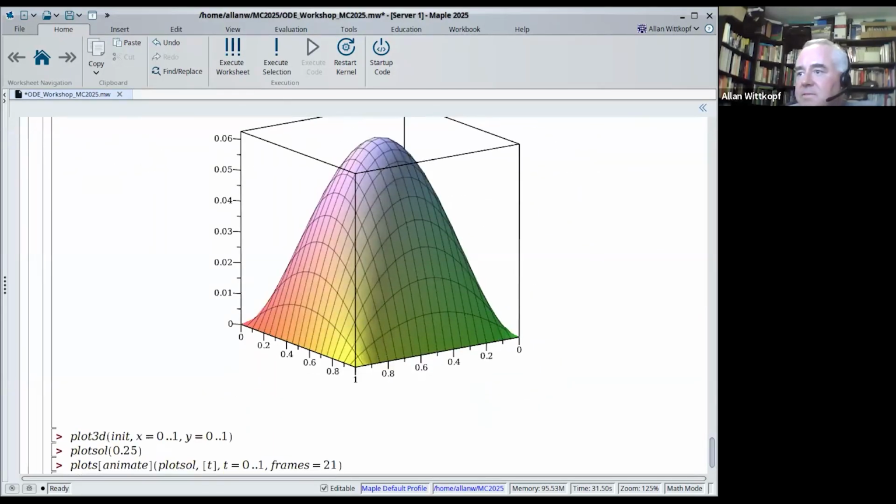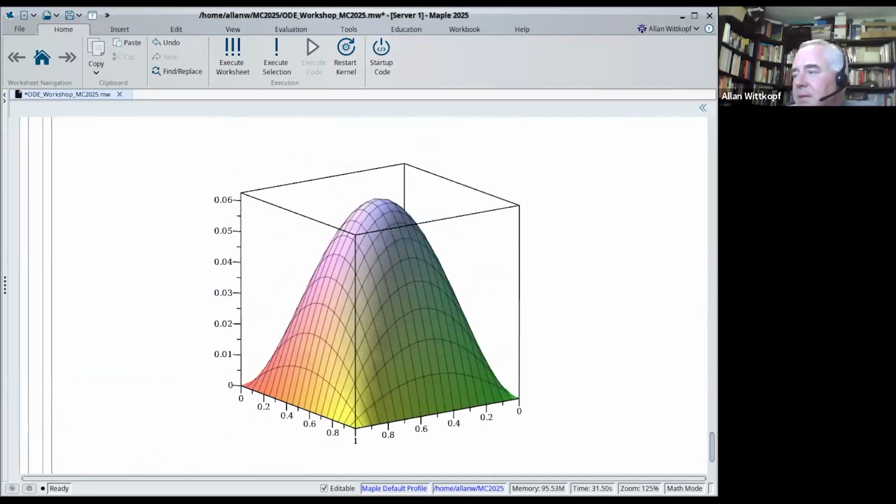And in terms of working with equations, so we get our 3D plot here.